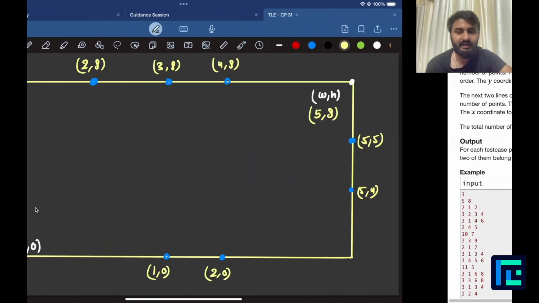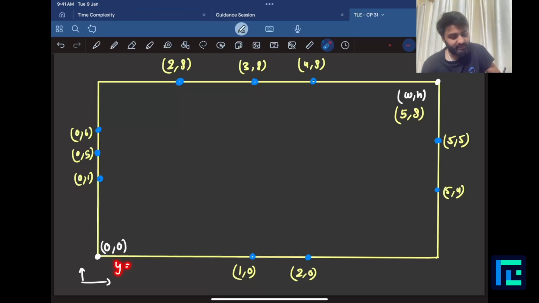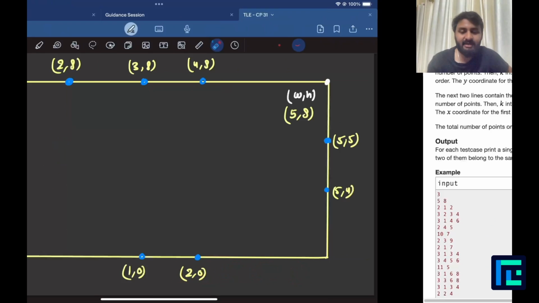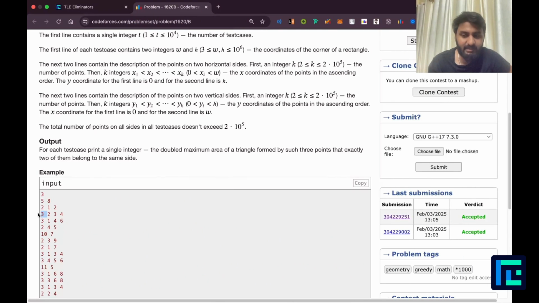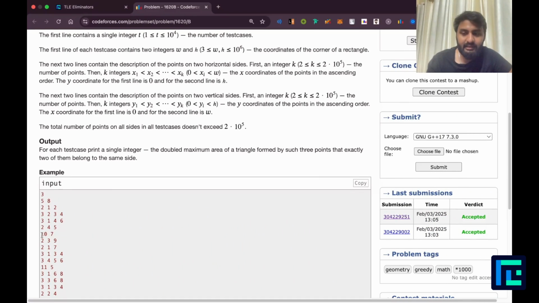It has 2 points. I have drawn a figure over here quickly for you so that it's very clear. This is the y equals 0 axis. On that, there is a point 1, 0 and then 2, 0. Similarly, the next line has 3 points, 2, 3, 4, which means y is fixed, that is 8. So 2, 8, 3, 8, 4, 8. Simple.